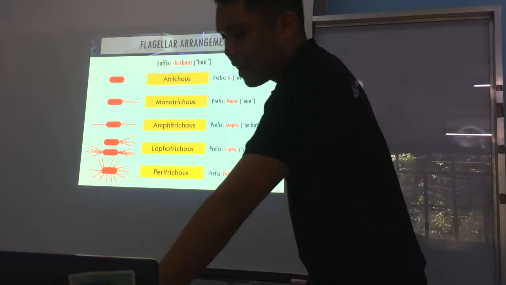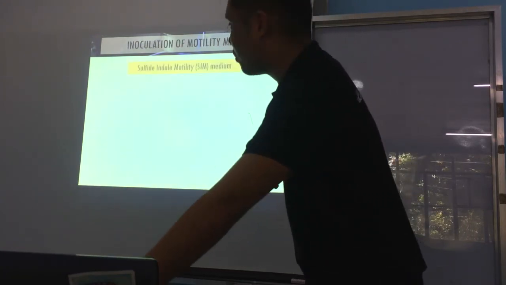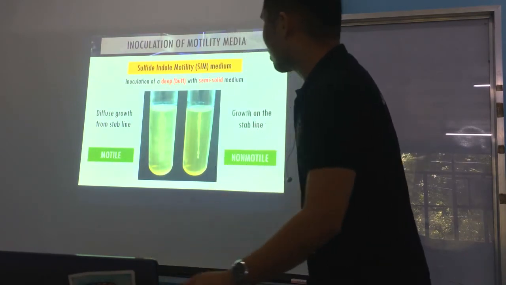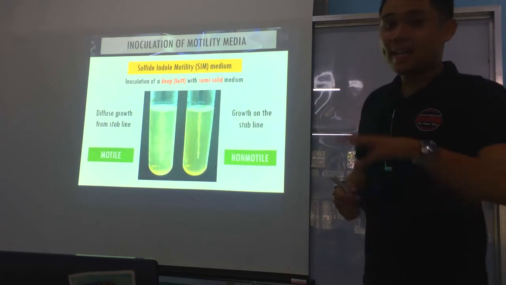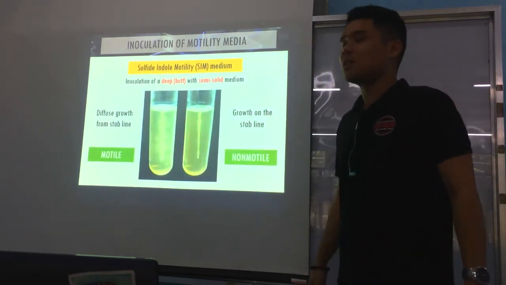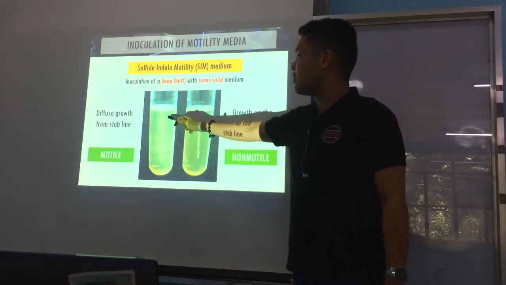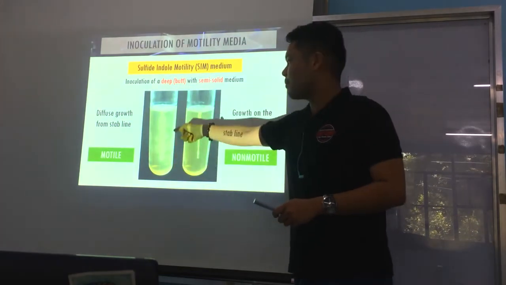Okay, all right. Now, next, another way to determine motility is we inoculate sa motility media. Now, this is again your sulfide indole motility medium or SIM. So, we inoculate again in a deep or butt, di ba? How do we inoculate? We stab all the way, mga 3/4. Okay, and if motile ang organism, what happens is, as you can see, we have a blurring effect, na diffuse growth along the stab line.